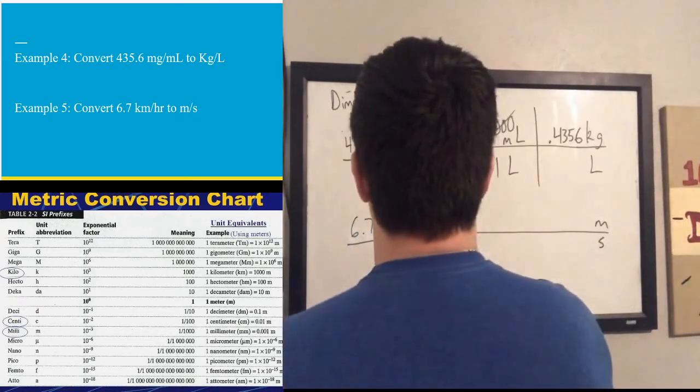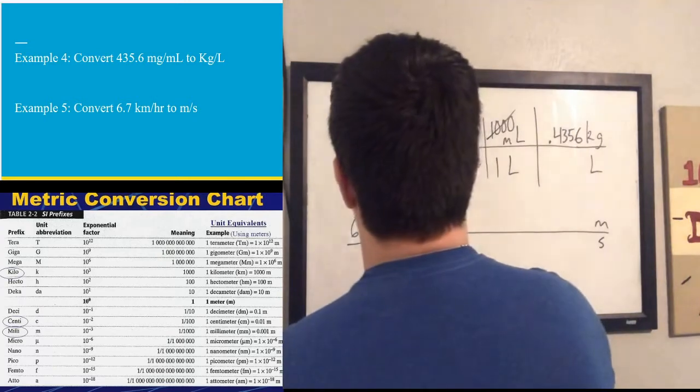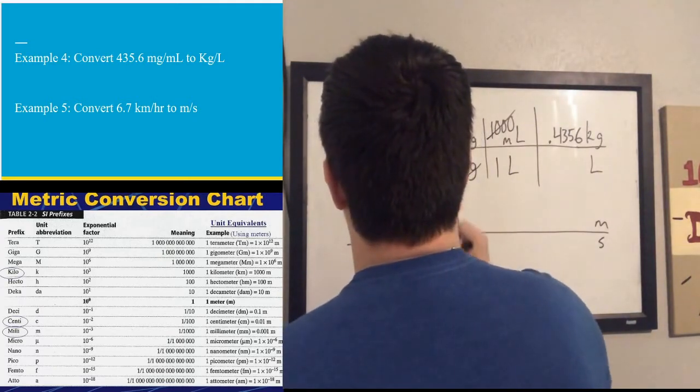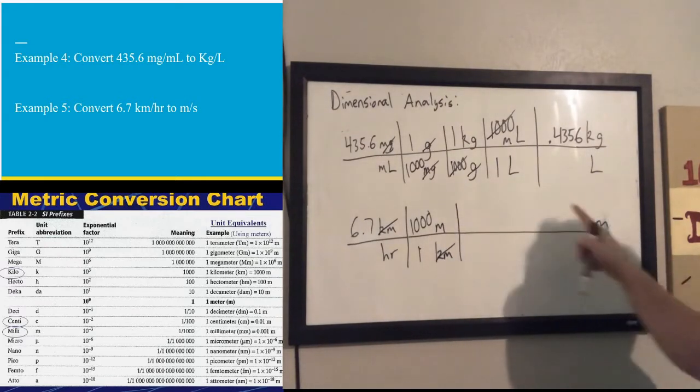Kilometers is going to go to the bottom. And we can go from any prefix to the base unit. Ask yourself which one is bigger. In every kilometer, there's 1,000 meters. So this one's already good to go.